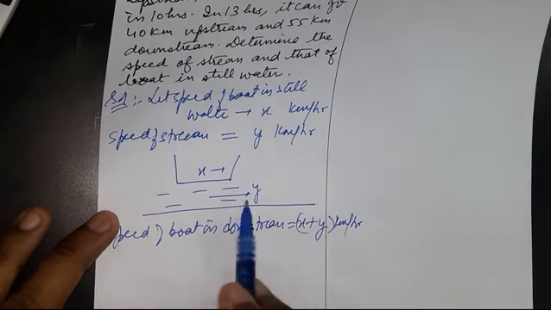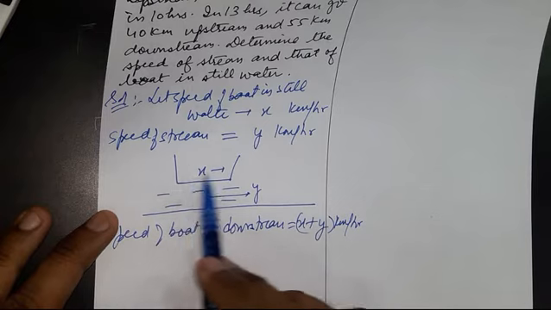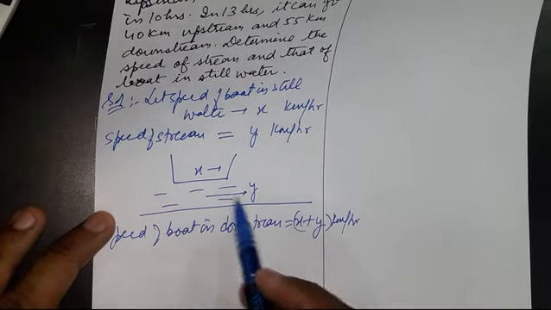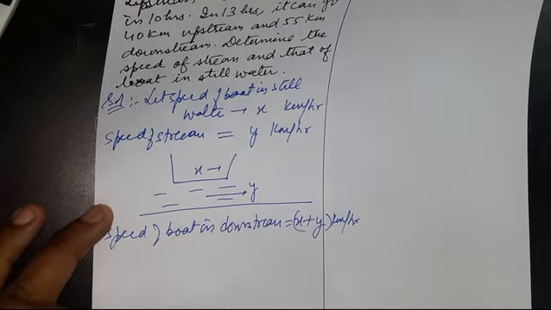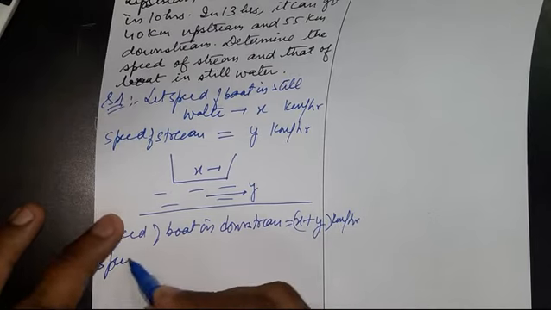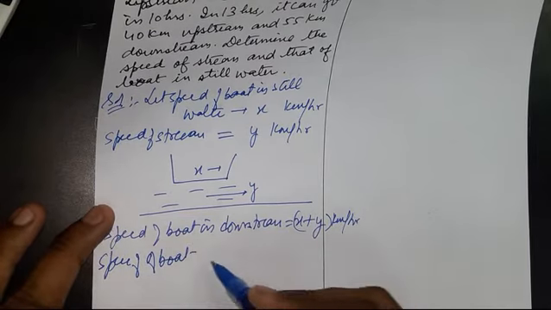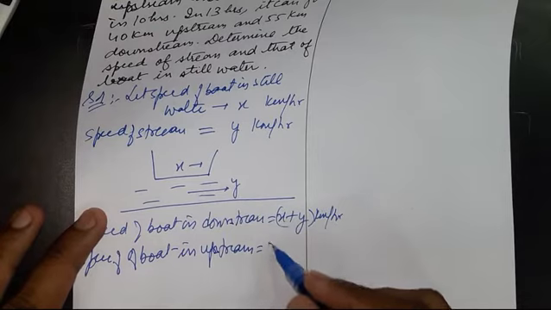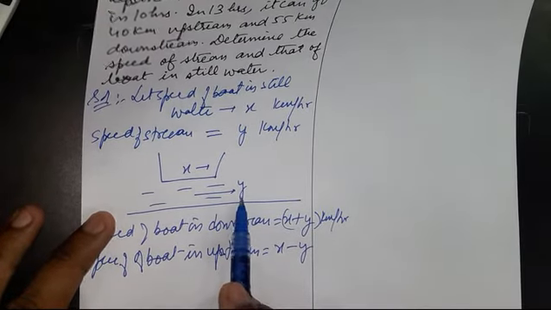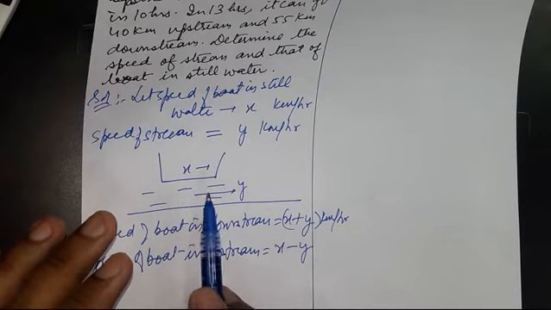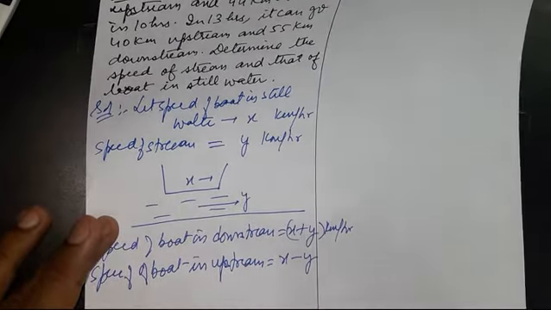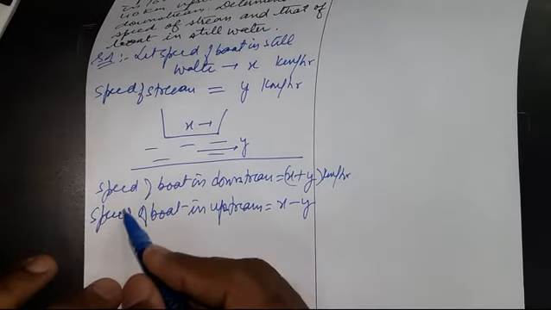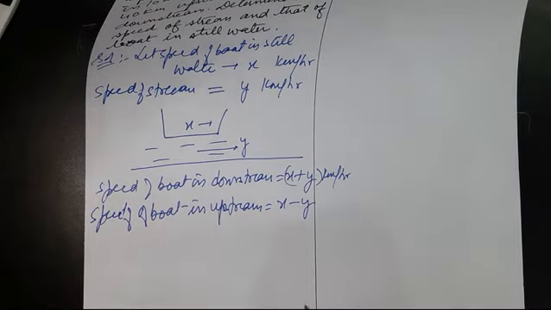In downstream, the boat is moving in the same direction as the stream, so the speed of the stream will add to the speed of the boat. Similarly, the speed of the boat in upstream, the reverse case, will be x minus y. Here the speed of the stream opposes the direction of the boat, so it reduces the speed of the boat. That is why we call it the speed of the boat in upstream. Got it? Now come to the question.